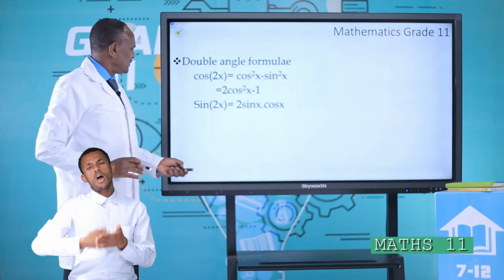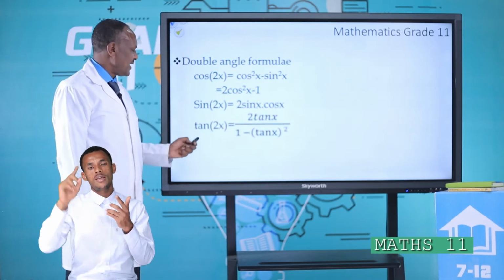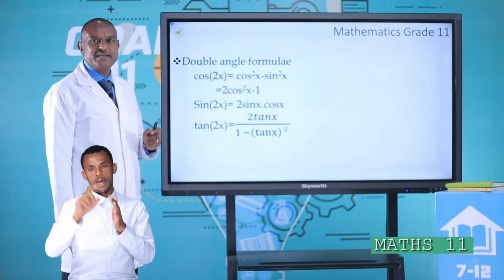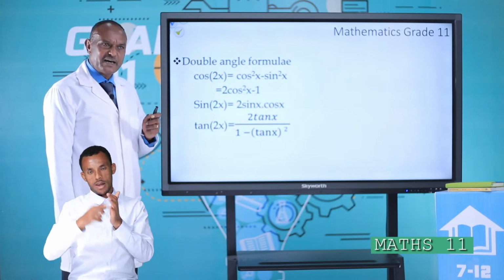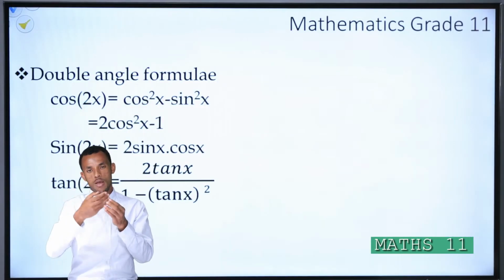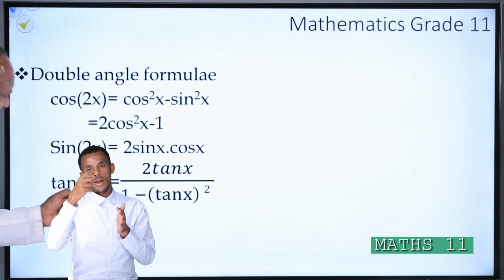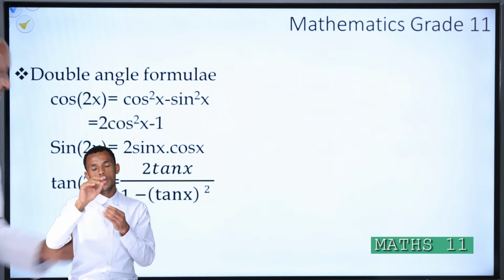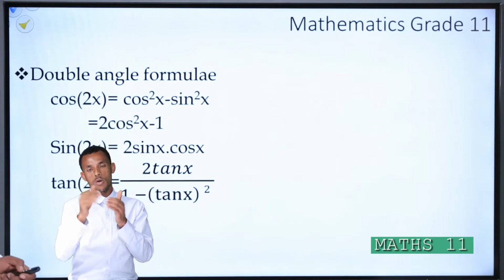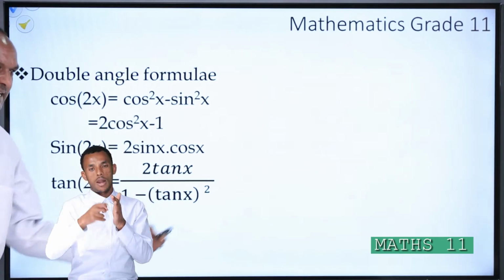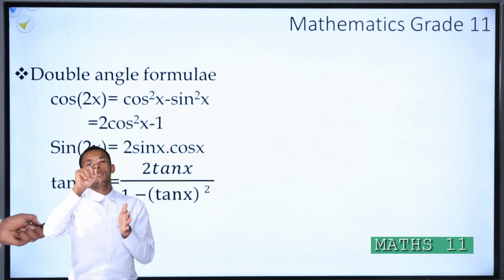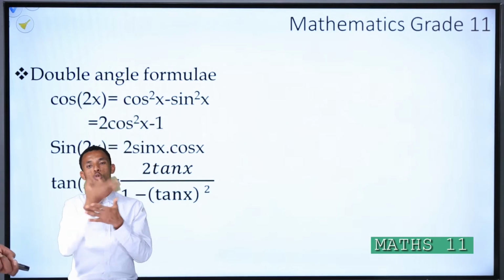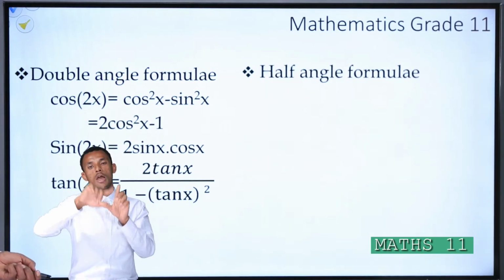Take the other one also, the third one, tangent of 2x. Since we said that tan of x plus y is equal to tan x plus tan y over 1 minus tan x times tan y, and 2x means x plus x, where x and y are equal, when I apply the same formula, you will get the result twice tan x over 1 minus tan x squared. So this is one thing you have to remember. We call these the double angle formulas in trigonometry.